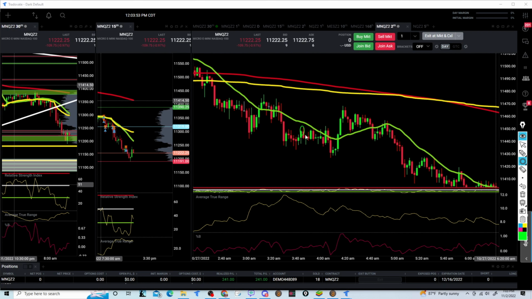You could have entered here. You could have entered here, right? You could have entered in this spot. This candle wouldn't have taken out a stop loss. All right, your stop loss would be greater than that little bit.